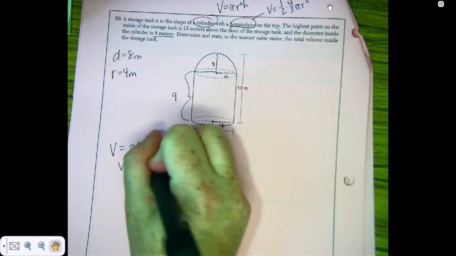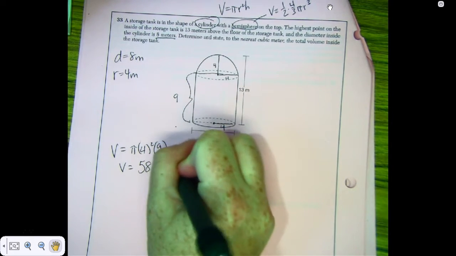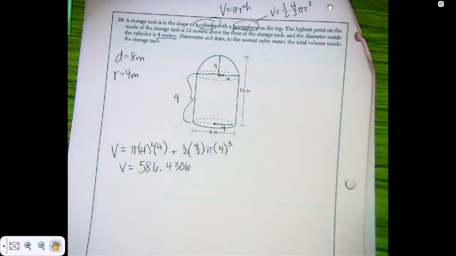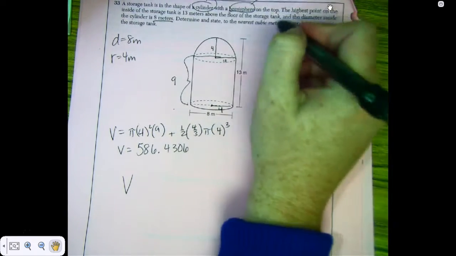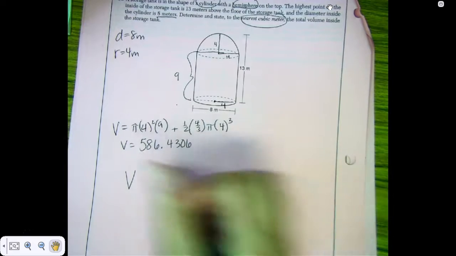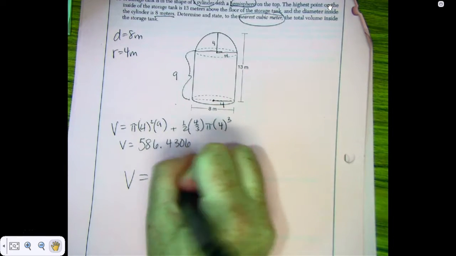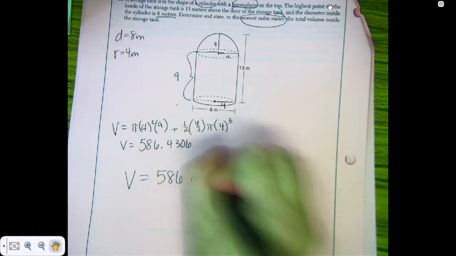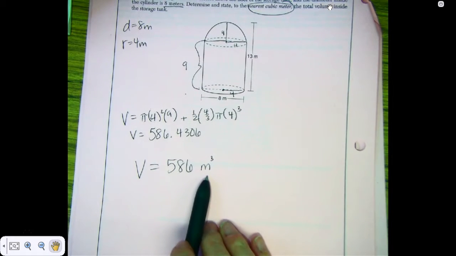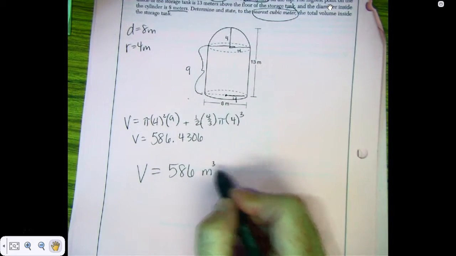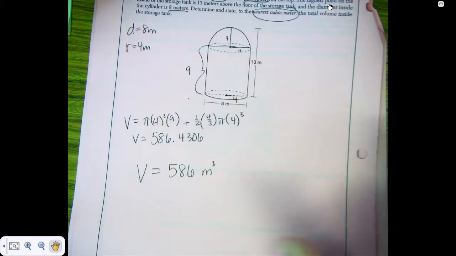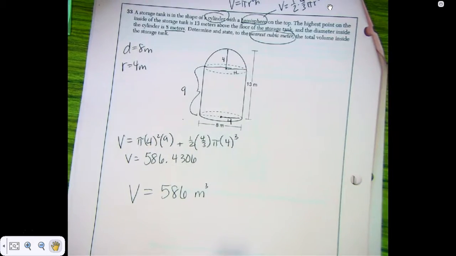So I get 586.4306. So my volume to the nearest cubic meter is a whole number. That would be 586 cubic meters. Now, if you choose not to put that, that's fine. But if you put meters or meters squared, it's completely wrong. Again, I think that's a very doable 4-point question.